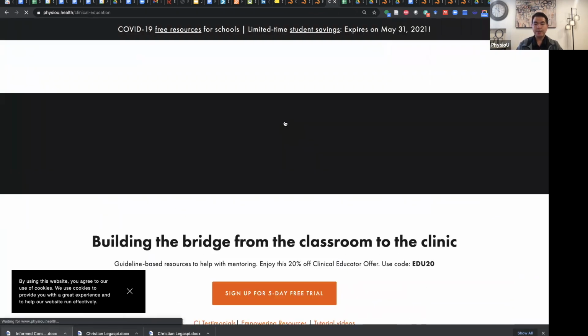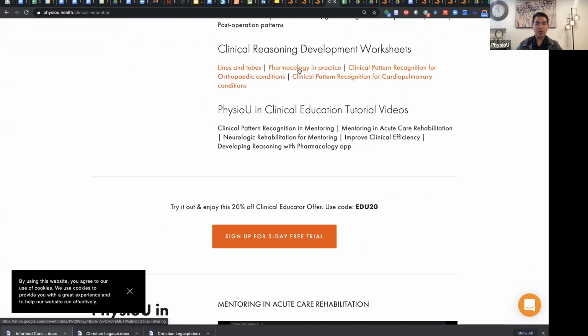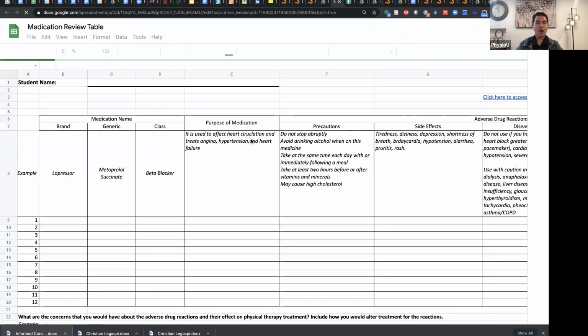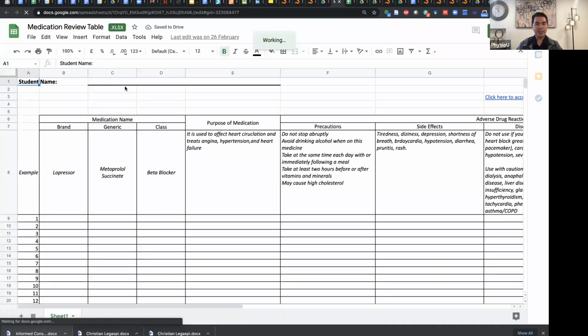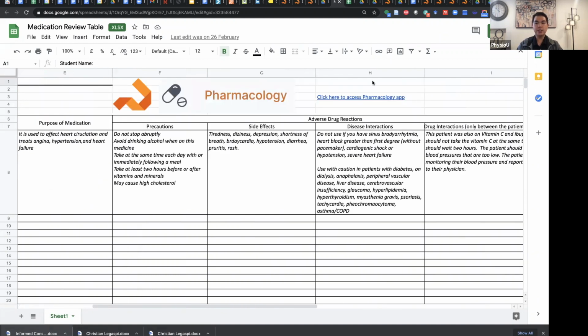Here's ClinEd. We ask the students, when you're in the clinic, here's your pharmacology in practice. We want you to do a medication review on one patient, your more complicated patient. Every week, please fill this out. What medication is this patient on? What is the purpose? What are some precautions or side effects? Things that they could use the app for, so they could directly click to the app. And they may use other resources as well. But again, how do you make pharmacology real? You ask them to actually clinically reason through a patient once a week.